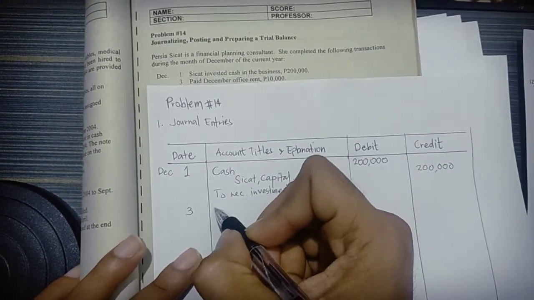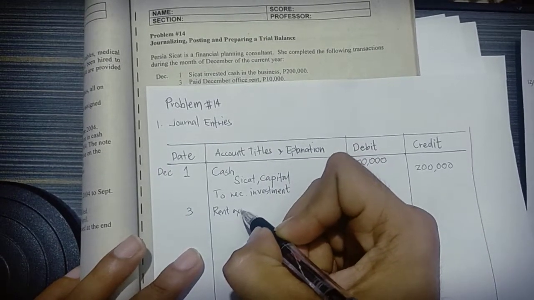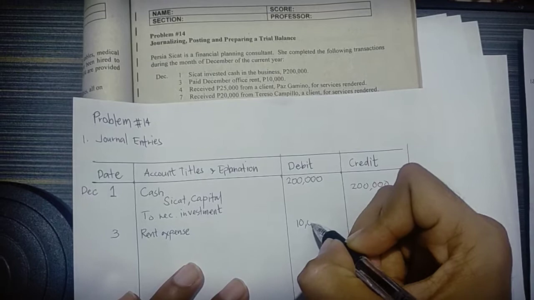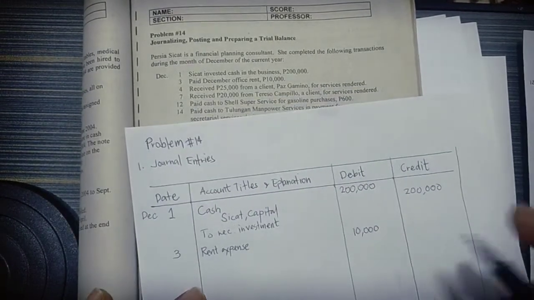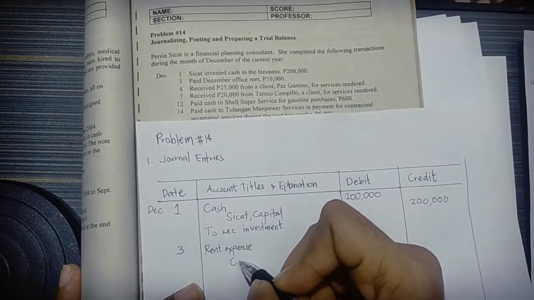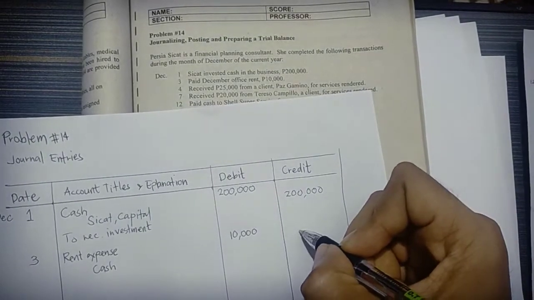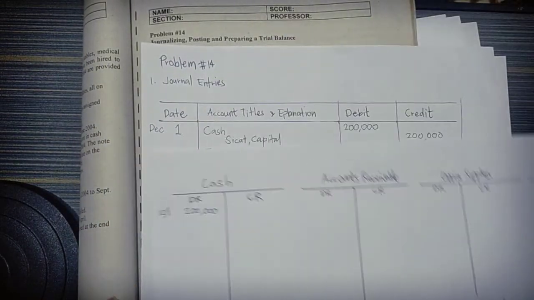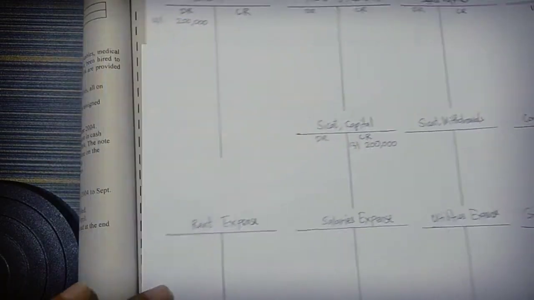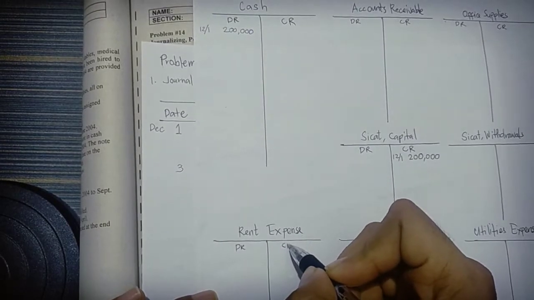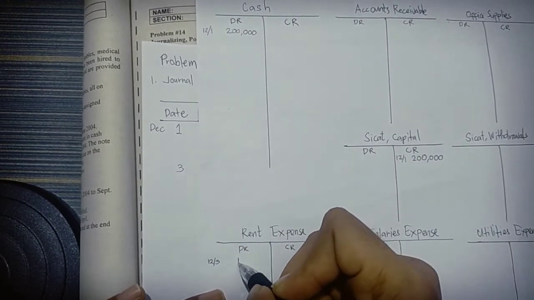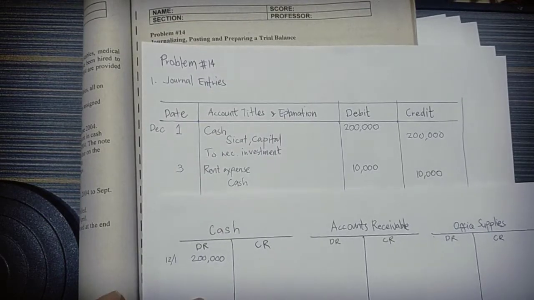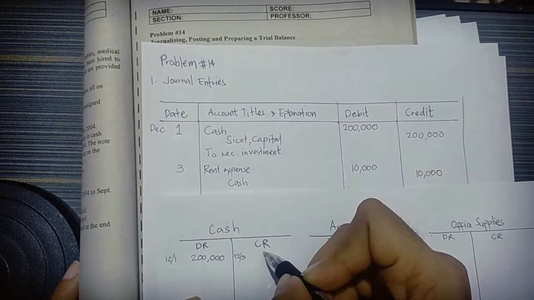that is debit rent expense, 10,000. Tapos, credit natin ang cash, of course, 10,000. And then, don't forget to post this on your T accounts. So, we have rent expense debit. So, 12/3, December 3, 10,000 sa debit side. Tapos sa credit side naman, for our cash, December 3, 10,000.